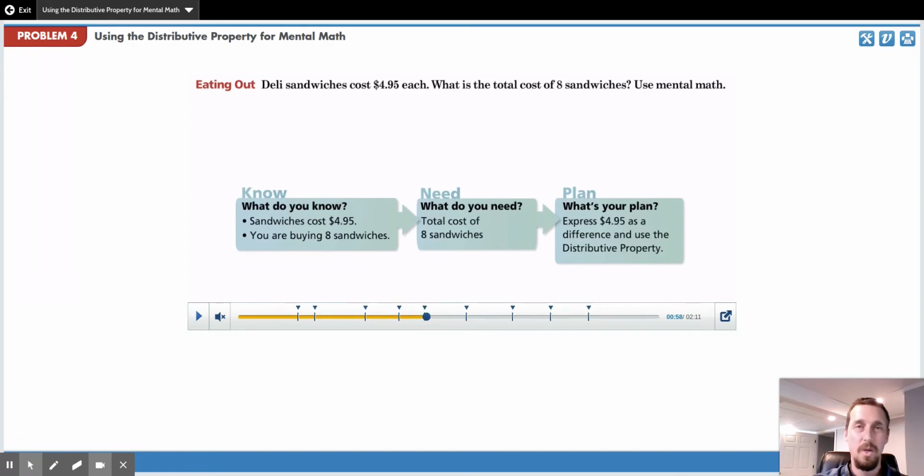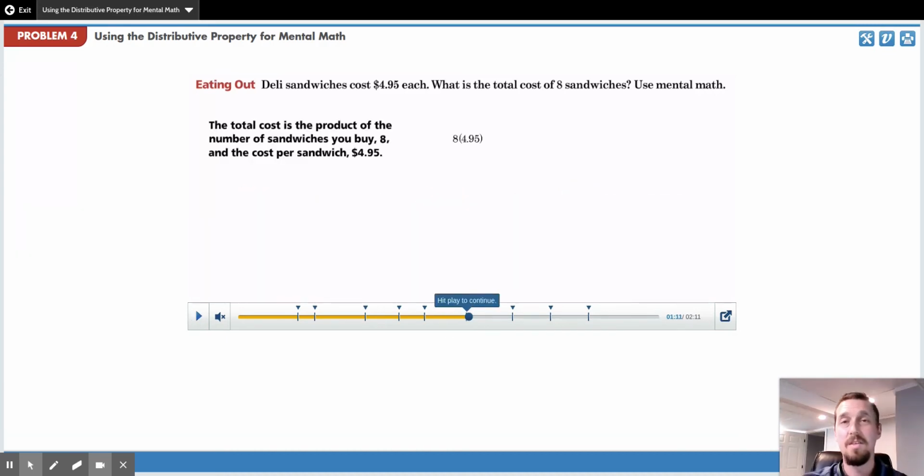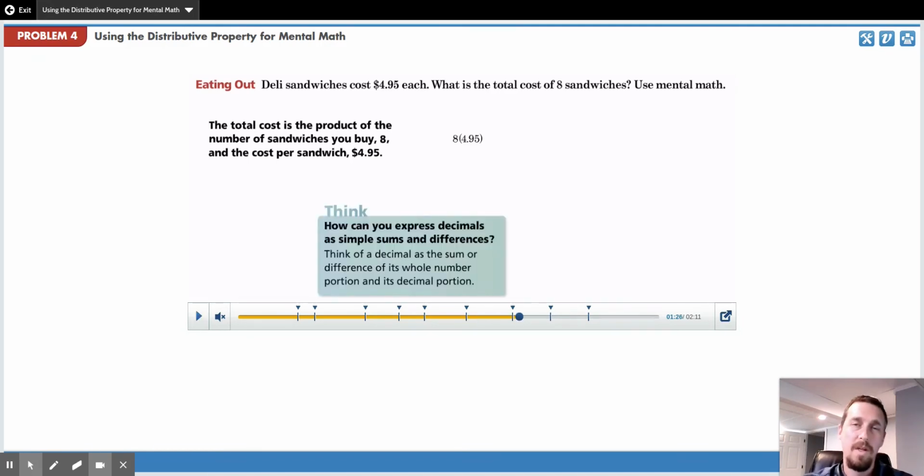So we are going to express $4.95 as a difference, also known as subtraction. The total cost of the sandwiches is 8 times $4.95. So $4.95 is almost a whole number. It's almost 5. It's a little bit less than 5. What's the difference between $4.95 and $5? Well, it's a nickel. It's 5 cents. So we can write it as $5 minus a nickel.